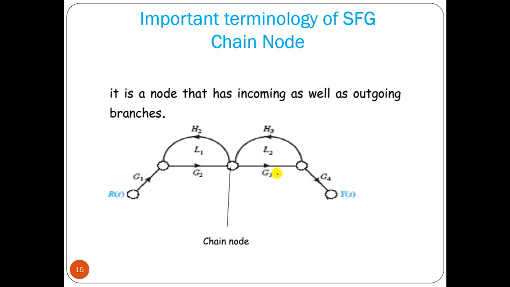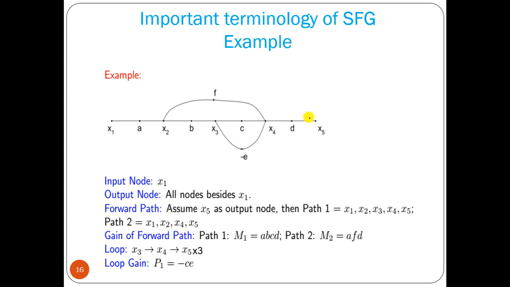Now there is one point, that is chain node. It is the node that has incoming as well as outgoing branch. So this is your input node, output node, and these are basically chain nodes. That's all. Now for example, here this is your forward path. What is the gain of that? A, B, C, D. So forward path 1 gain is A, B, C, D.